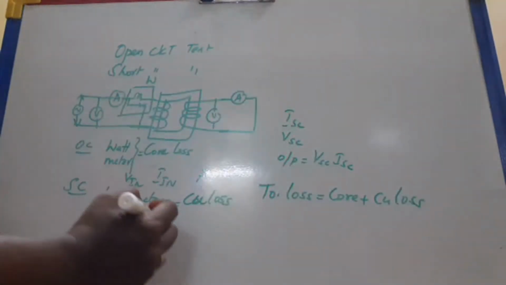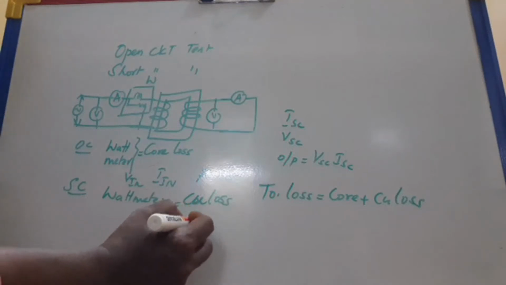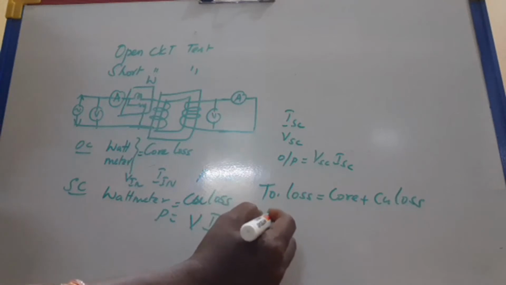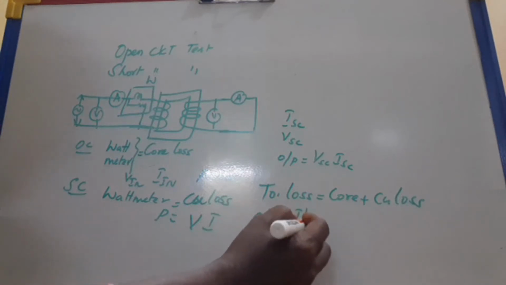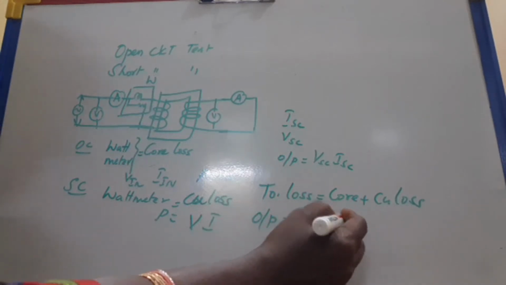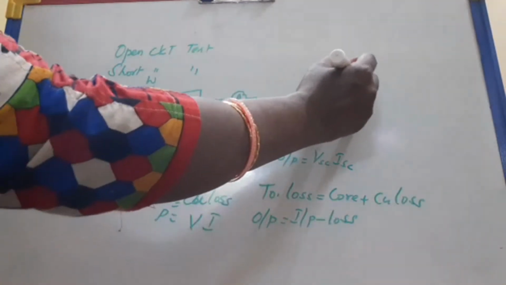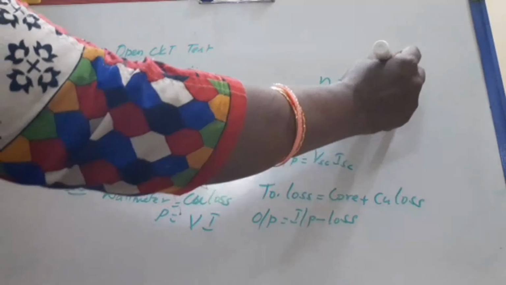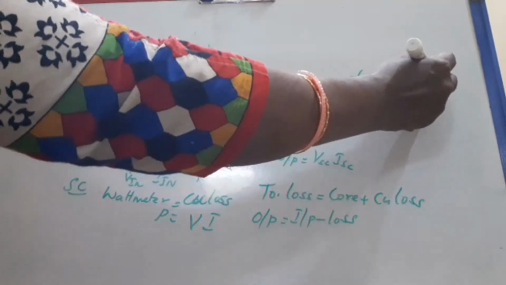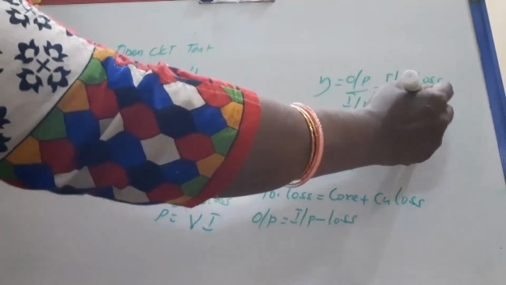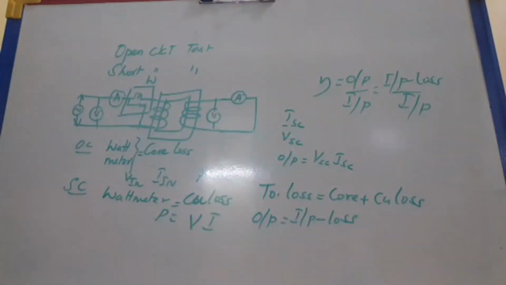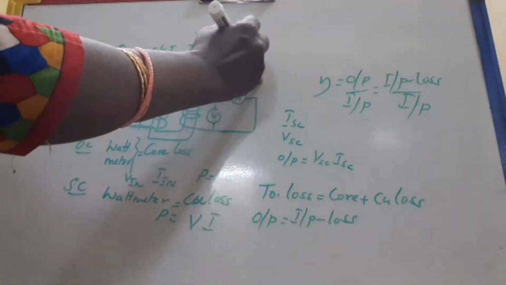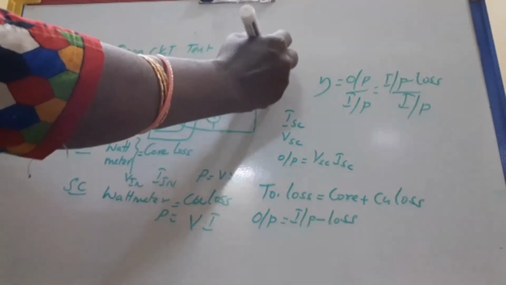We know the input power P equal to V into I. The output power we can identify as input power minus losses. The efficiency we can calculate as output divided by input, so input minus losses divided by input gives the efficiency. The short circuit test is also called the impedance test.